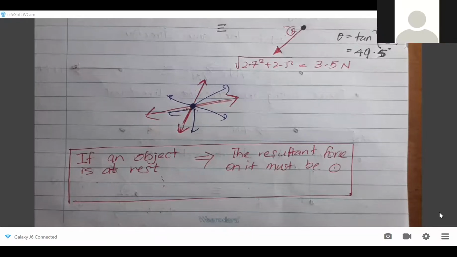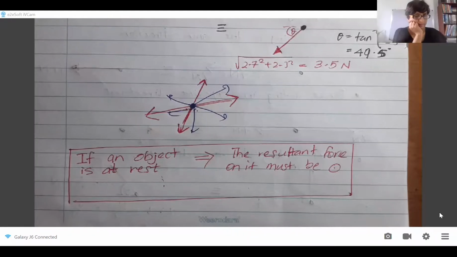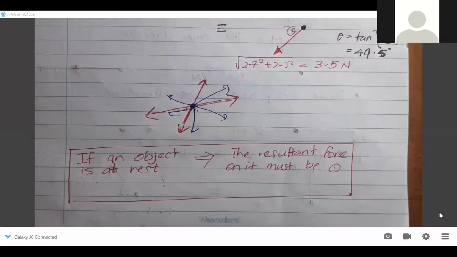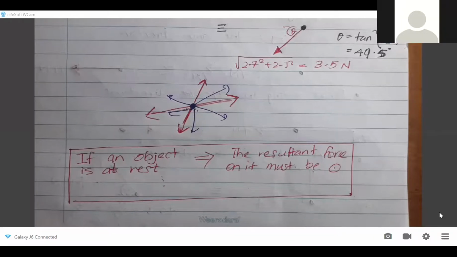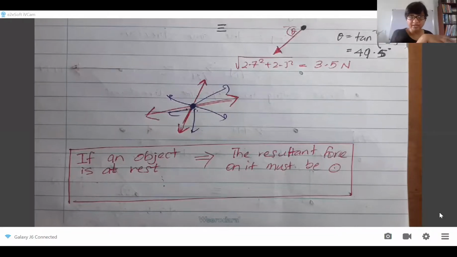Okay, so if the net force of an object is zero, then that object is not moving, or it's moving at a constant speed in a straight line. So if the net force acting on an object is zero, you are saying either it should be at rest, or if it is moving, it has to be moving in a straight line with a constant speed.